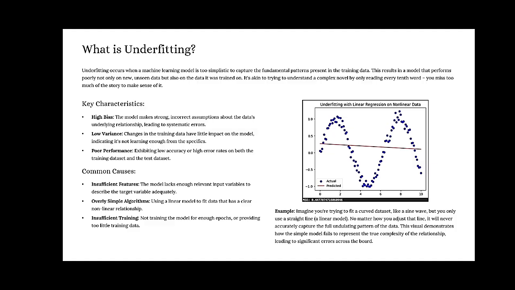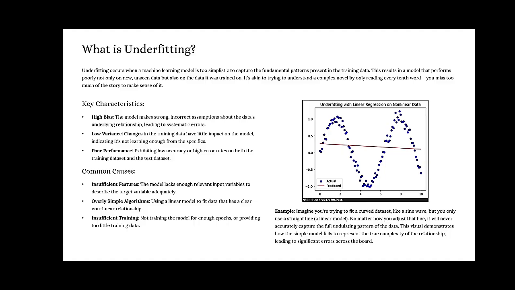The key characteristics of underfit models are: it has high bias, which means the model makes strong incorrect assumptions about the data. It has low variance, which means it's not sensitive to the training data. Changing the data a bit won't impact the model much. And poor performance: it has low accuracy on both the training and test data sets. The common causes of underfitting are insufficient features, an overly simplified algorithm, and insufficient training.